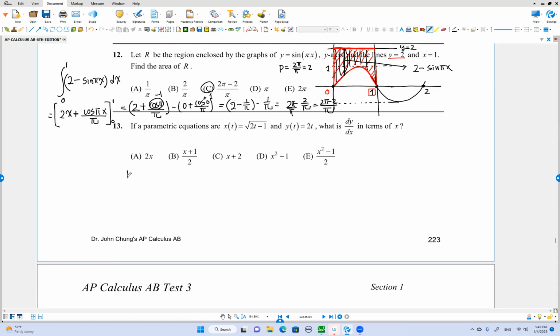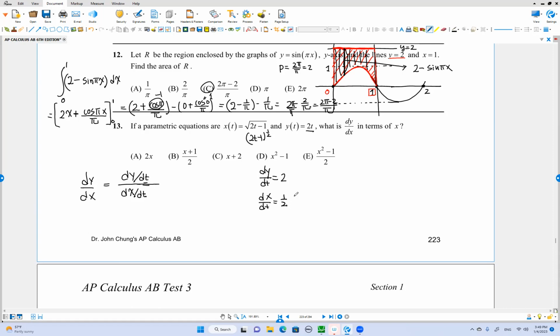But over here, this is our general approach. dy dx, you can divide by dt, right? That is exactly equal to dy dx, same thing, okay? Are you okay with this? Now let's find dy dt first. dy dt, how much? 2, right? Now dx dt. dx dt, this is 2t minus 1 to the 1/2.